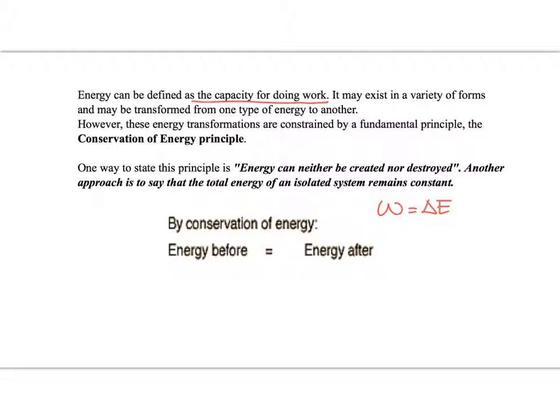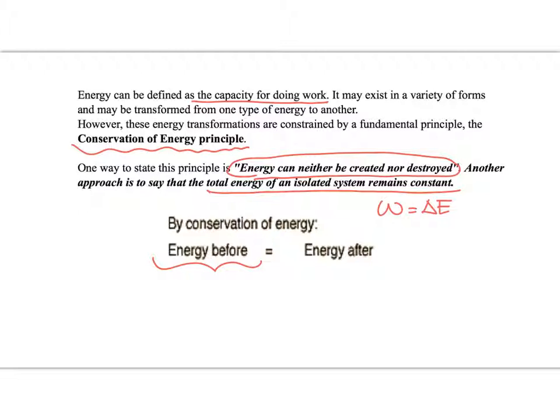It may exist in a variety of forms: kinetic, potential, heat energy, chemical energy, and may be transformed from one type into another. However, these energy transformations are constrained by a fundamental principle, the conservation of energy principle. That means that energy can neither be created nor destroyed. That means that the total energy of an isolated system remains the same. So by conservation of energy, the total energy before should be equal to the total energy after.